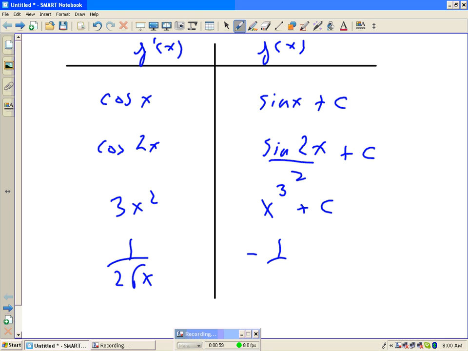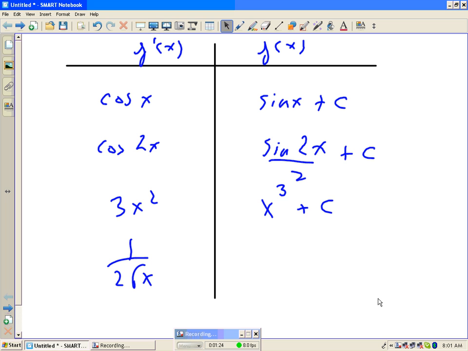Negative 1 over 2x? That's, okay. Well, let's see. What would be the derivative of 1 over 2x? Or, in other words, negative 1/2 x to the negative 1? Well, the derivative of that would be what? A positive 1/2 x to the negative 2. That's not quite what we're going on. I got the half. Not quite. All right. Try again.